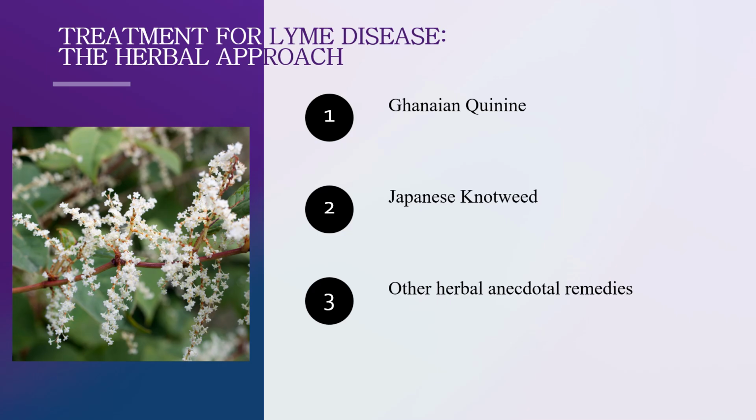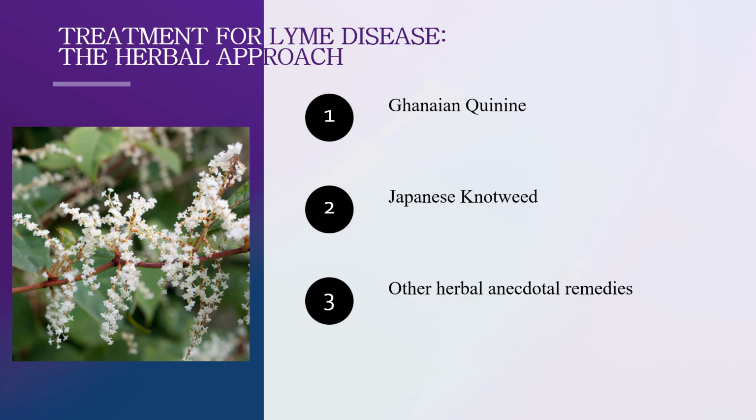And this is because the active ingredient in the Ghanaian quinine is an alkaloid called cryptolepine, which people have traditionally used against malaria and hepatitis, septicemia, and also tuberculosis. Japanese knotweed features an antioxidant called resveratrol, and some studies have suggested that resveratrol may have anti-cancer properties and may protect the heart and brain health as well.